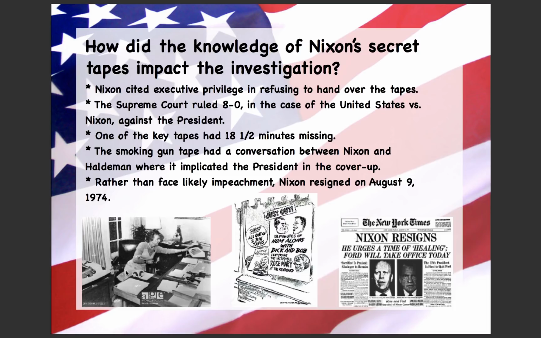But the smoking gun tape was a conversation between Nixon and Haldeman, which basically implicates the president in the cover-up. Now, that doesn't mean that he ordered the break-in. That we were never able to prove, but rather than face impeachment, Nixon decided to resign on August 9th, 1974, and please be aware that when he resigns, Gerald Ford, the man he selected to be his next vice president, is going to become president, and he gives Nixon a full pardon.